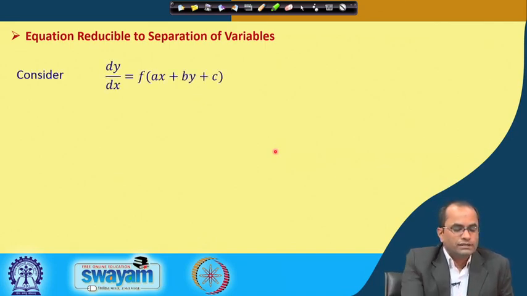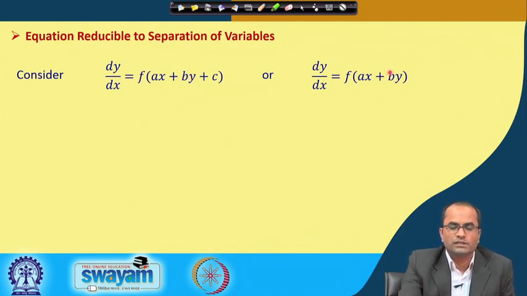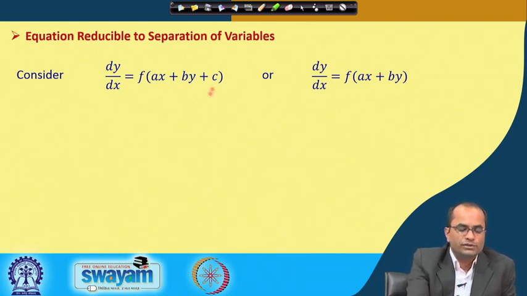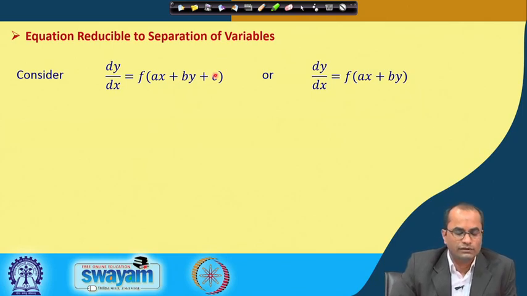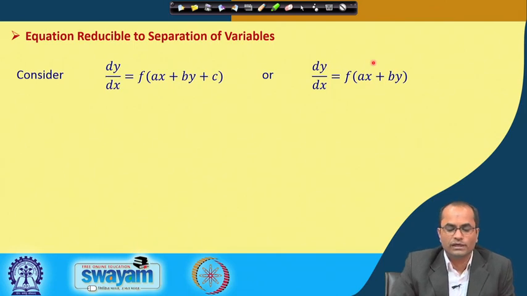So, for instance, if we consider dy over dx is equal to f of ax plus by plus c, so we have here a function of ax plus by plus c, or the form is just ax plus by. As such, this given equation may not be in separable form, but if we make a substitution here, we will give a new variable to this expression ax plus by plus c, or we can substitute ax plus by when the equation is given in this form.